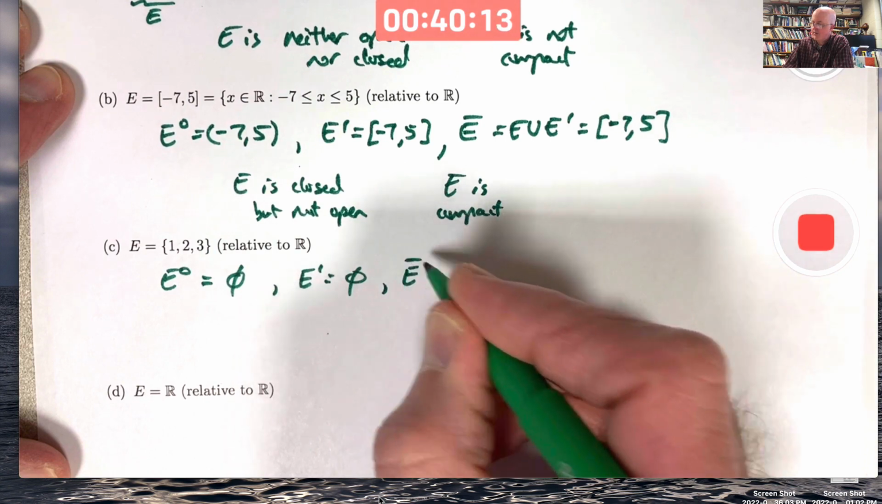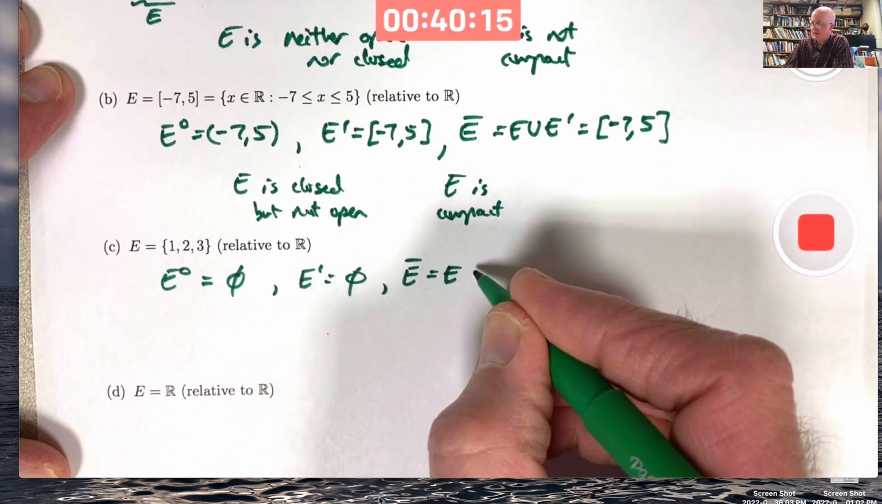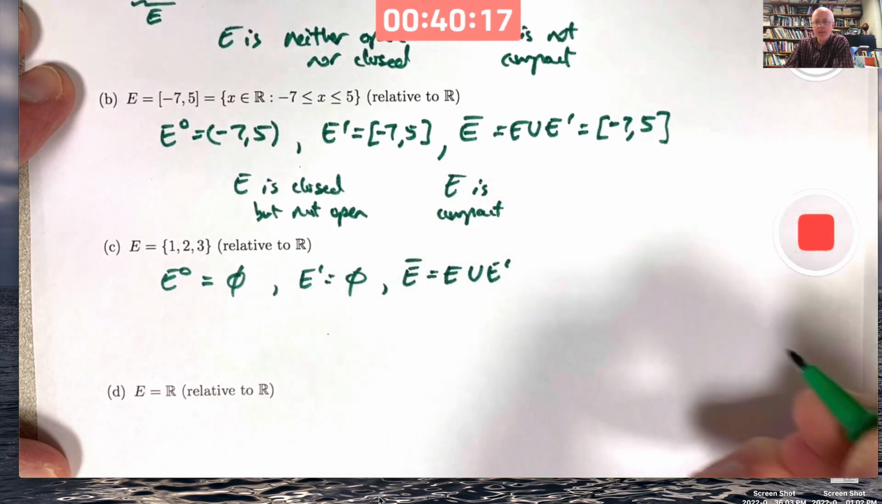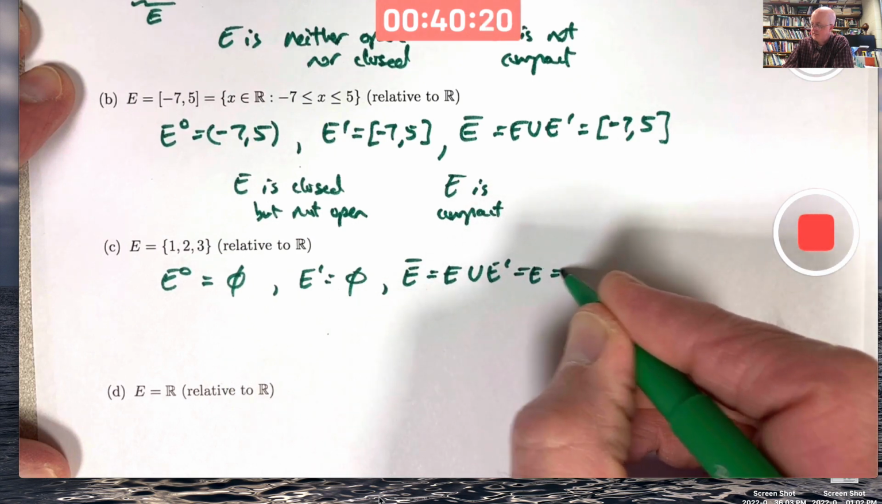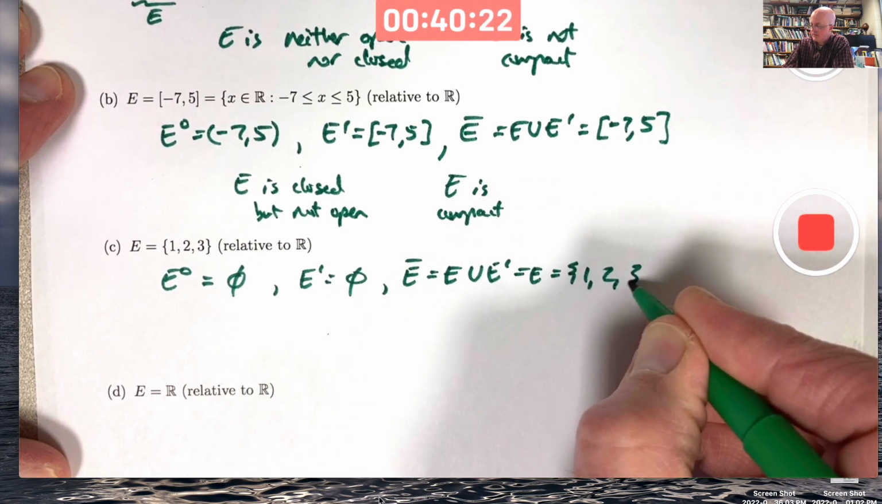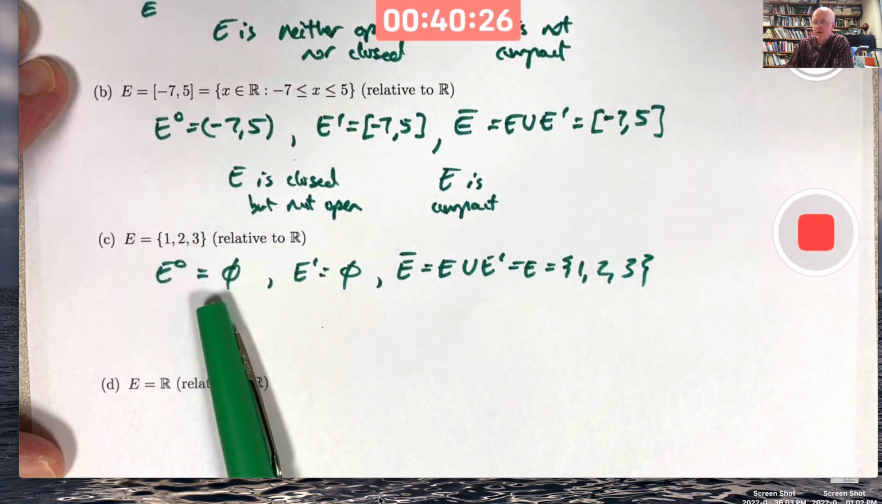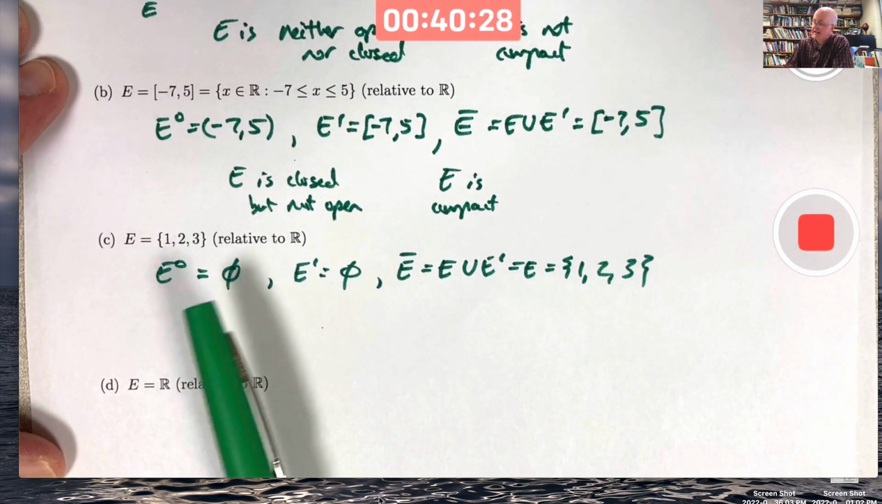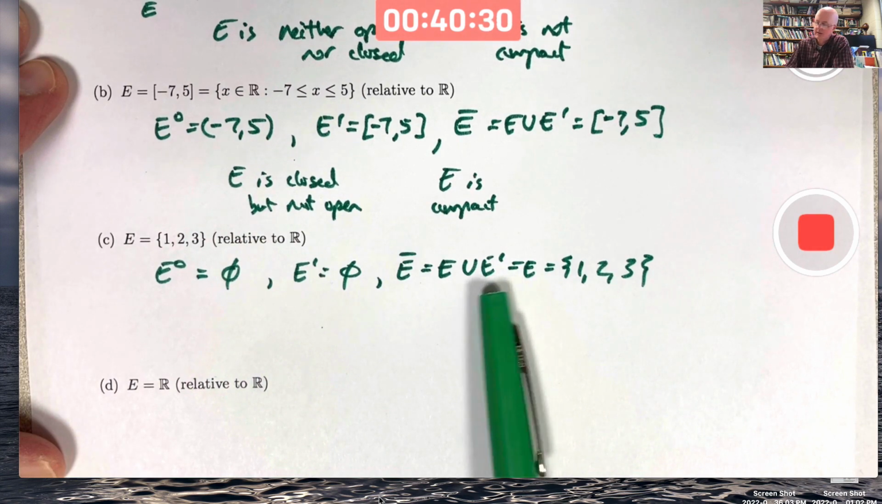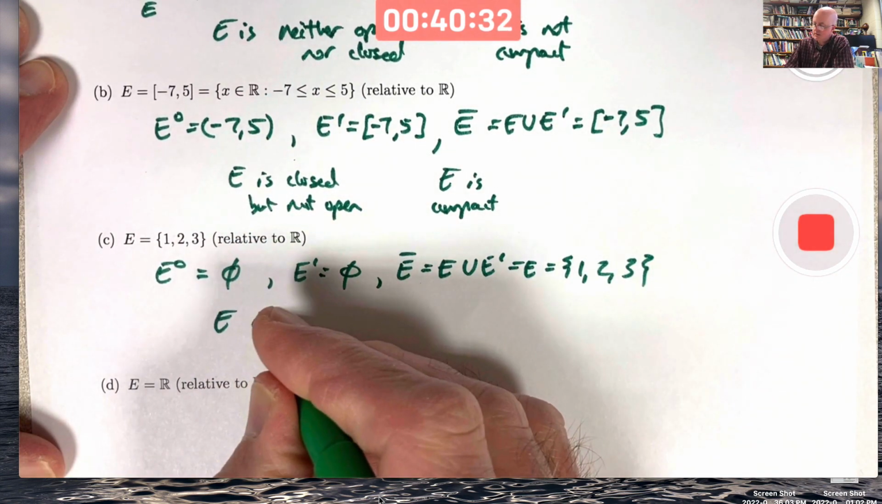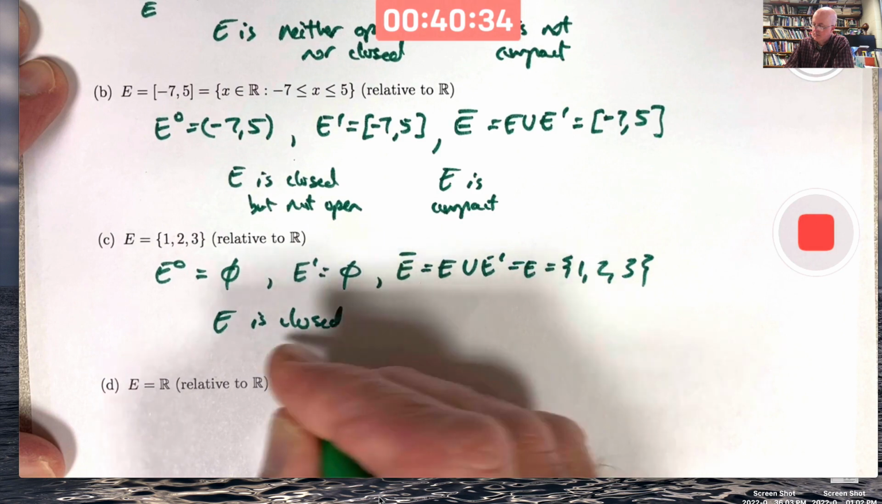Its closure, however, is not empty because its closure by definition is E union E prime. That is going to be E itself. 1, 2, 3. Okay? E does not equal its interior, so it's not open. It does equal its closure, so it is closed. E is closed, but not open.